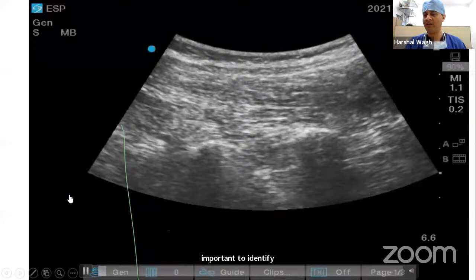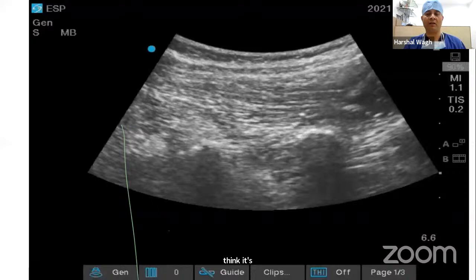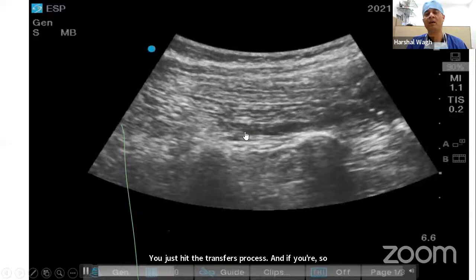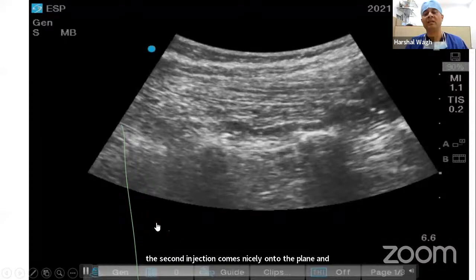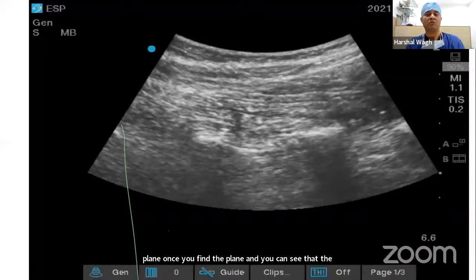You just hit the transverse process. And if you're muscular, you can see the first injection is intramuscular, but the second injection comes nicely onto the plane. Once you find the plane, it sort of just peels off the muscle from the attachment, and the spread is good. This is just a 5 mil bolus.